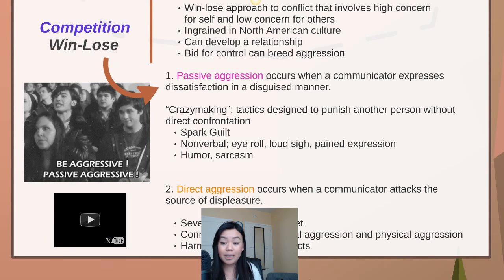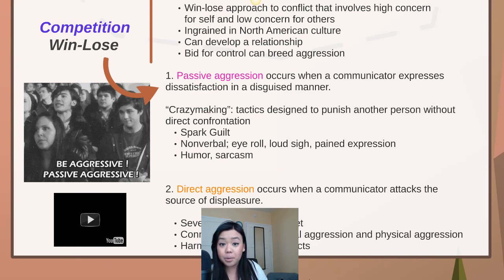And ultimately what it does is that it communicates, hey, I'm upset with you, or I don't like you, or whatever the case may be, but I'm not going to tell you directly, right? There's no direct verbal confrontation. And so what it's really meant to do is spark guilt in the other person. Sometimes people who engage in passive aggression do so because they want the other person to feel some sort of guilt or to feel kind of bad for the perceived conflict, maybe.